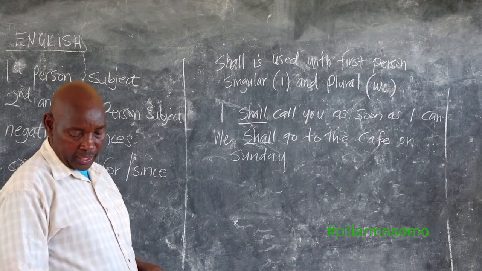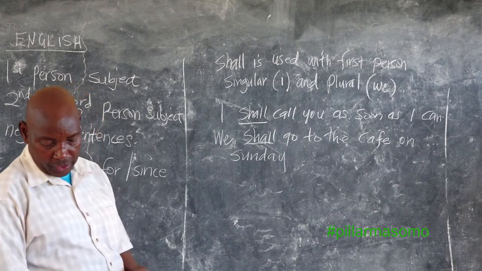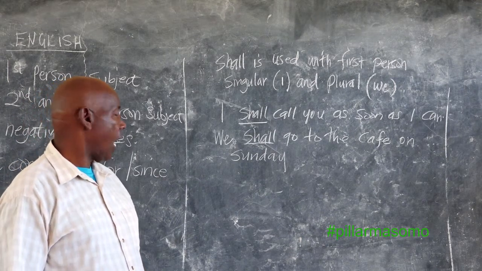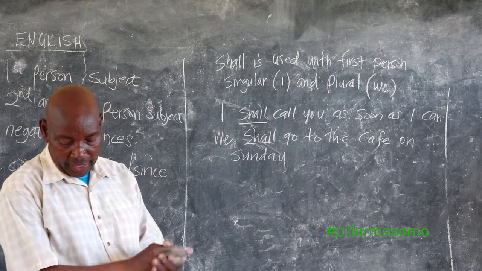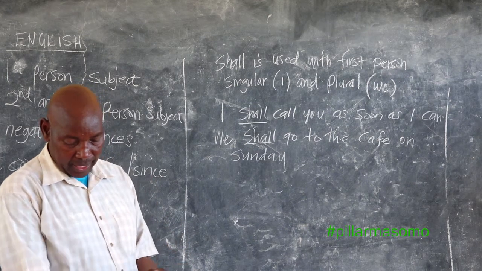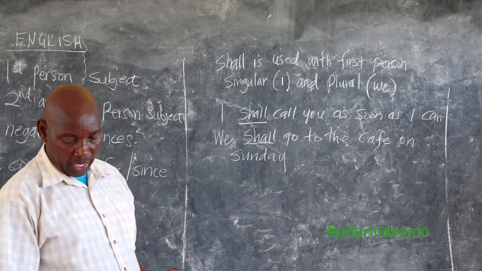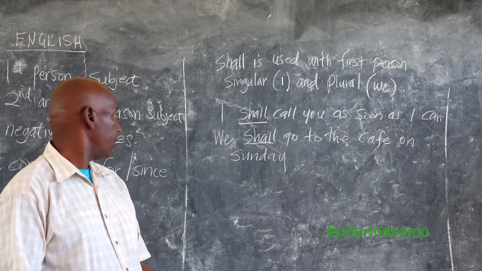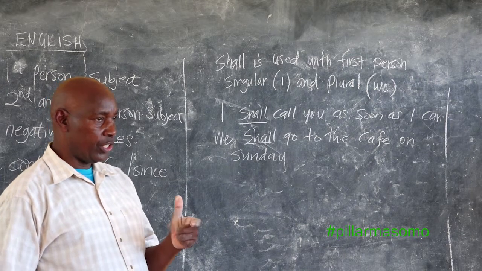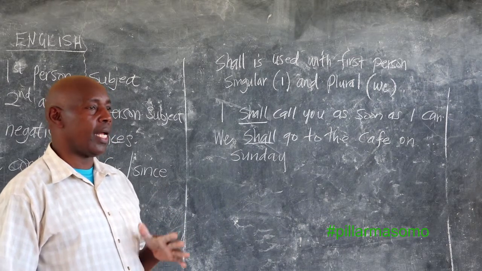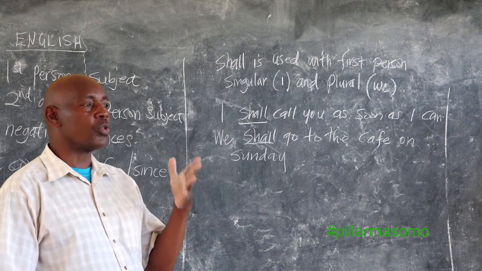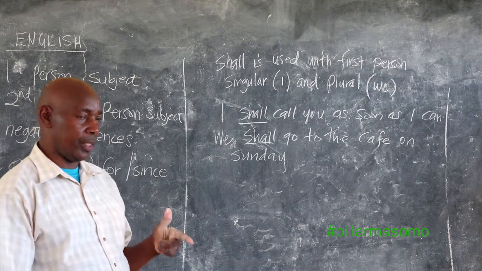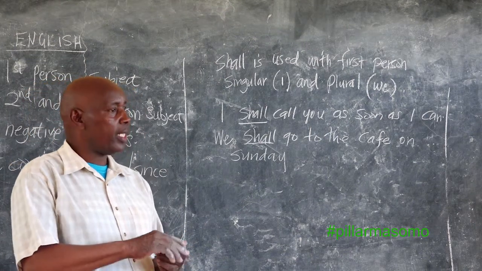I can give you another sentence. I shall post the letter in the afternoon. Also, another one, I shall set the table in a few minutes. I shall. So it's not done. I expect to do it. I am hoping to do it. So, shall is a prediction.